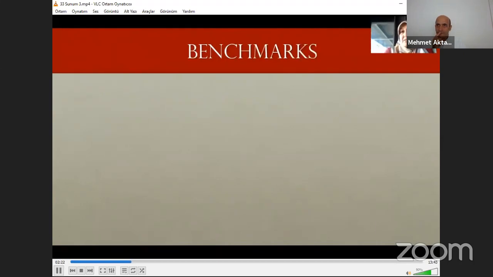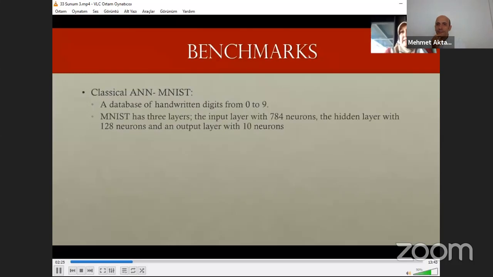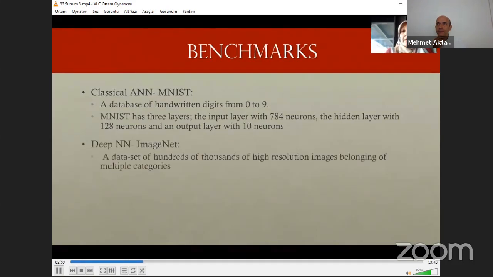For the benchmark applications, first of all, as a classical artificial neural network application, we choose MNIST, a database of handwritten digits from 0 to 9, so that it recognizes a handwritten digit. And MNIST has three layers: the input layer with 784 neurons, the hidden layer with 128 neurons, and then the output layer with 10 neurons. For a deep neural network application, we use the ImageNet application. It's a data set of hundreds of thousands of high resolution images belonging to multiple categories.